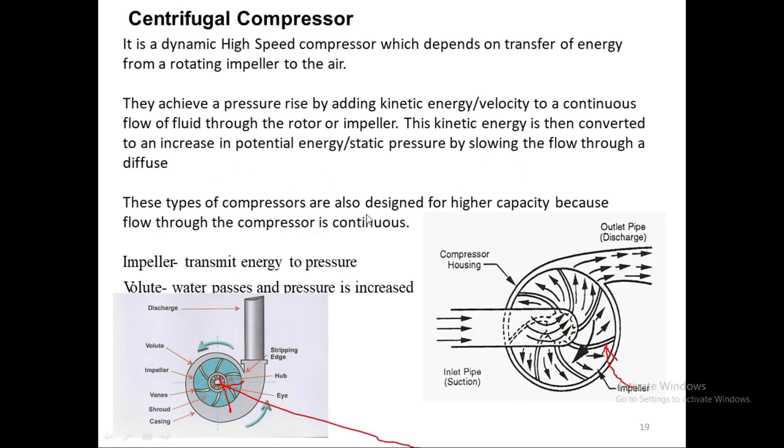These types of compressors are also designed for higher capacity because flow through the compressor is continuous. It is not a batch type process, as opposed to positive displacement. This one is a continuous process. The impeller transmits energy, and the volute transmits energy which is converted to pressure.